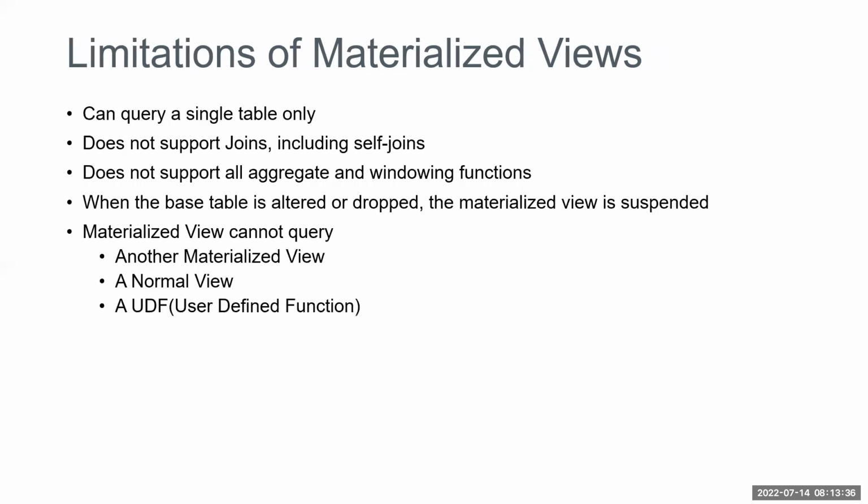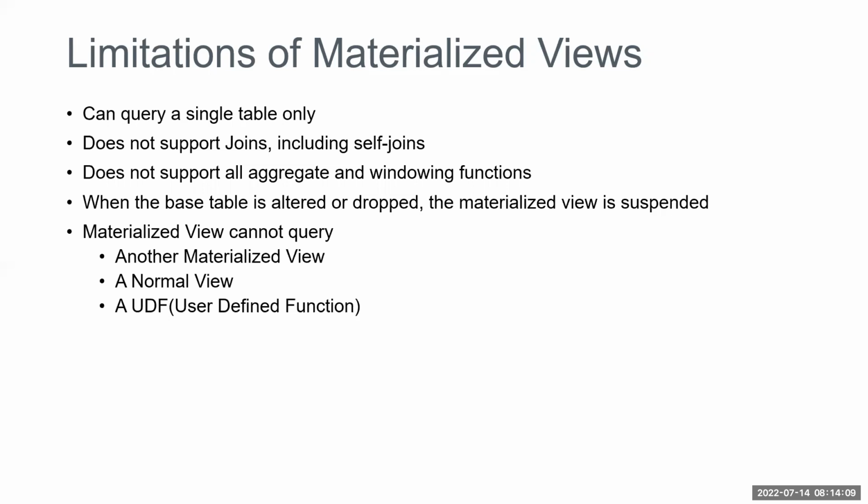And there are some limitations of materialized views. We can query only a single table by using materialized views, right? So you cannot build the query on multiple tables, and it doesn't support joins, including self joins. So even though you are operating with one table in the materialized view, it will not support self join also. That means you cannot join the table with itself. Anyway, it won't support any joins, and it doesn't support all aggregate and windowing functions.